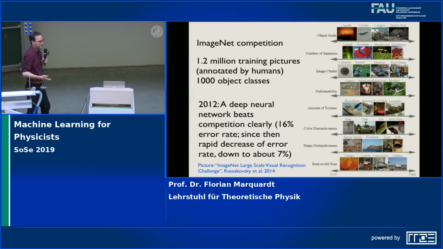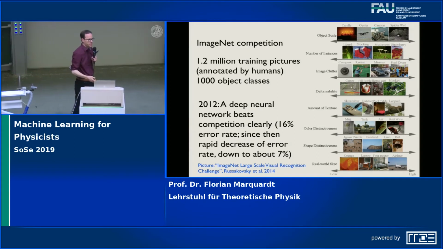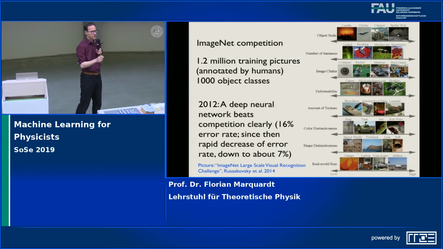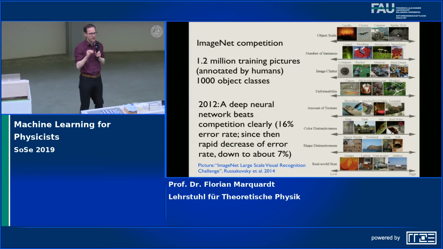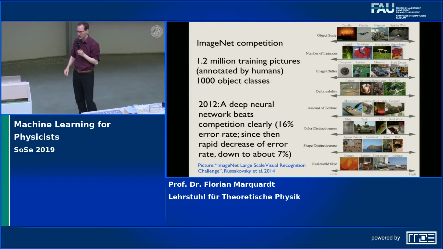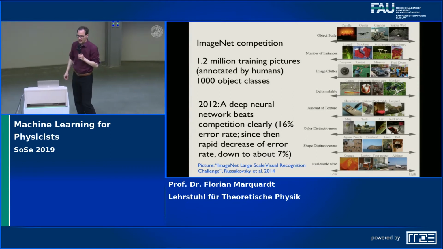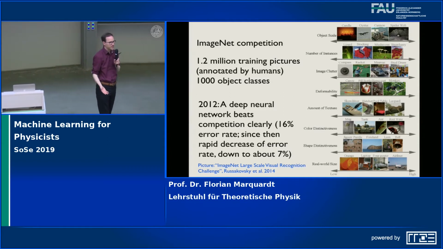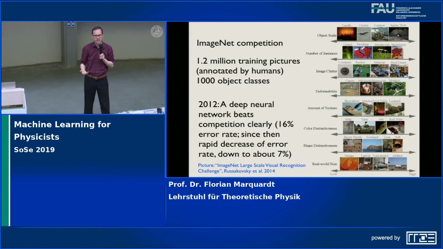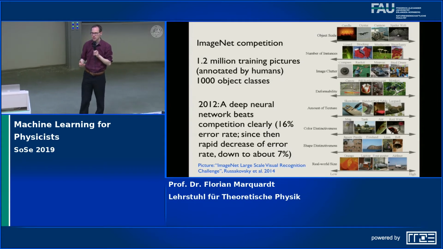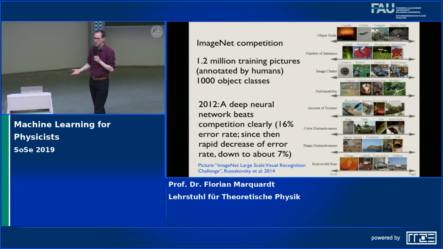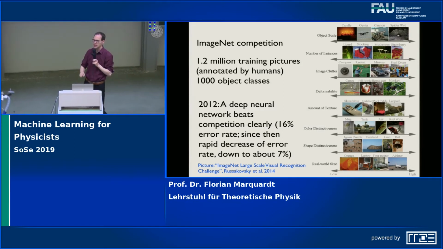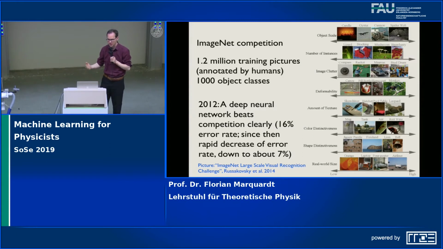You are given 1 million training pictures showing different objects, each of which has been annotated by humans. So a human has selected whether this shows an eagle or a car and so on. And then you have to run your algorithm, whatever it is that you have invented, and later your algorithm is tested because it will be applied to images that it has never seen before and has to recognize these images and label these images and say, oh yes, this is definitely a horse, for example.